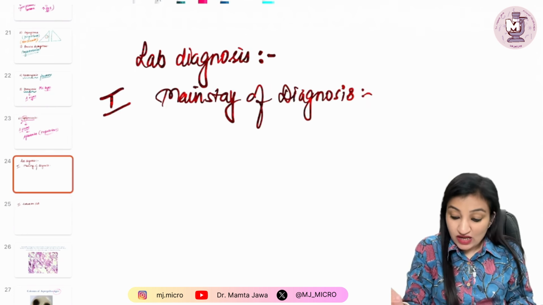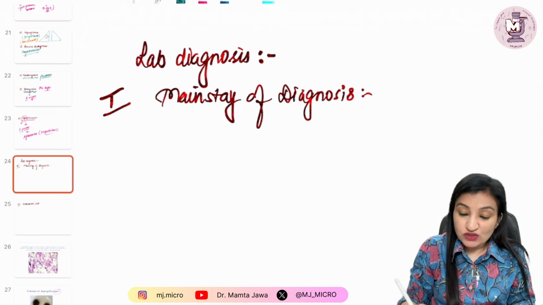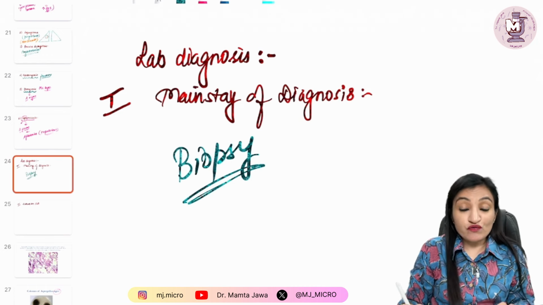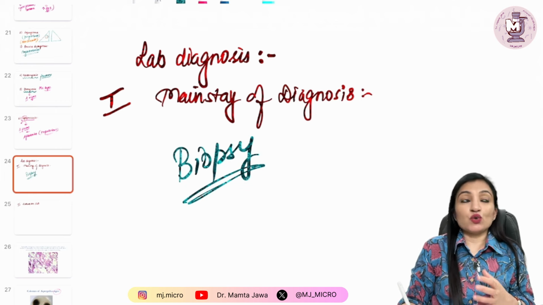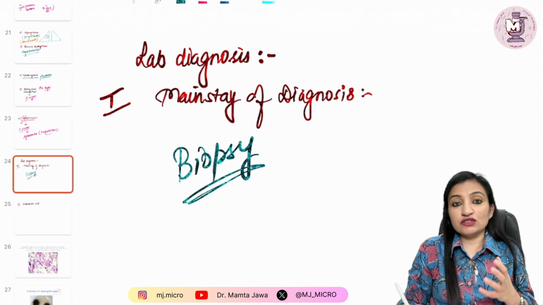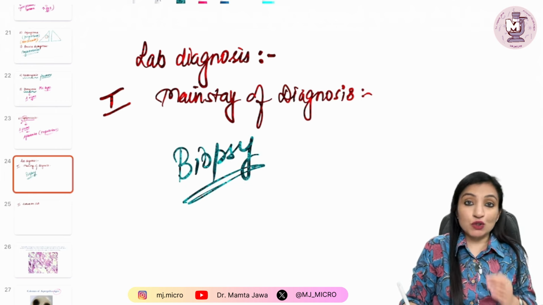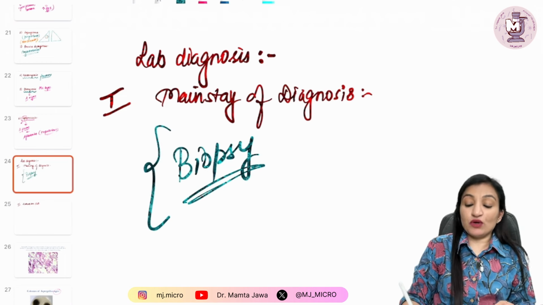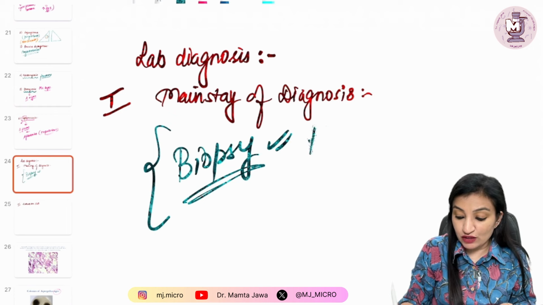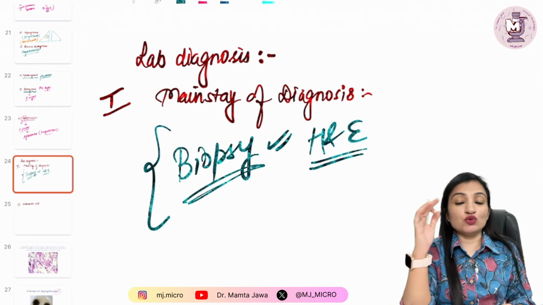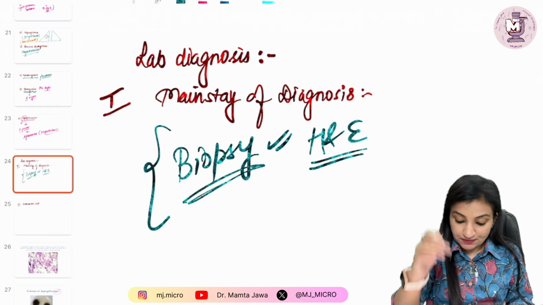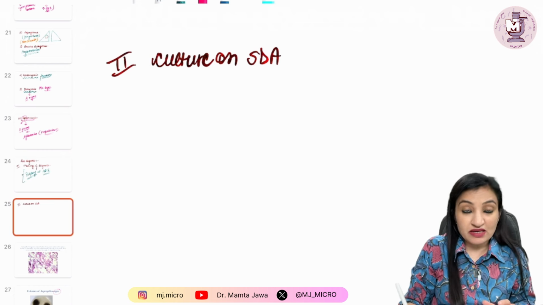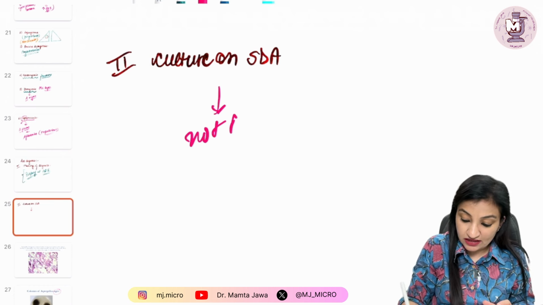Okay. Now, lab diagnosis: the mainstay of diagnosis is not culture, it is biopsy. Because remember, this fungus is a saprophyte also. So just because it grows in culture is not enough for us to conclude that it is the causative agent of infection. So biopsy is very important, and demonstration of the fungus by, for example, fungal tissue stains like HNE. Culture on SDA can be done, but as I said, it is not the mainstay of diagnosis. Okay, it is not the mainstay.